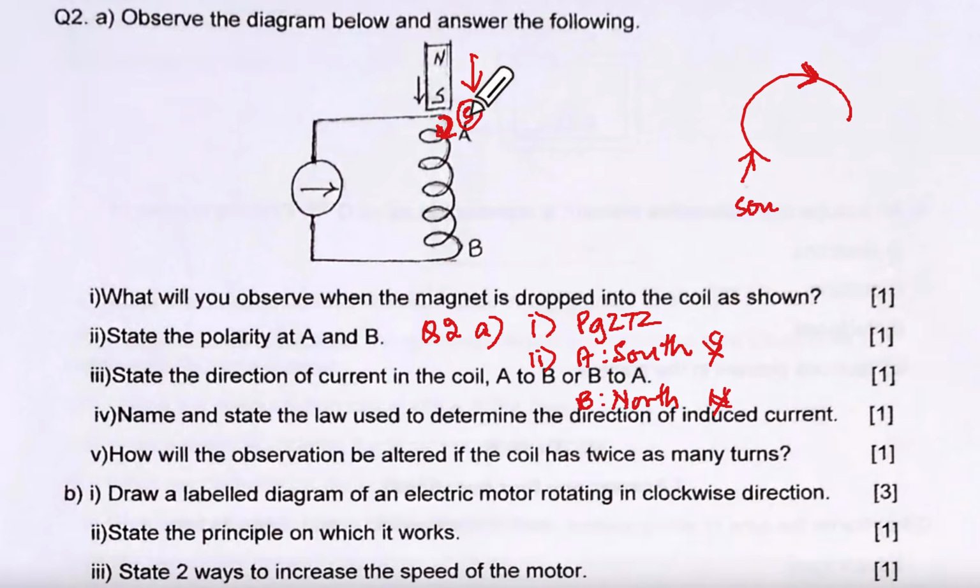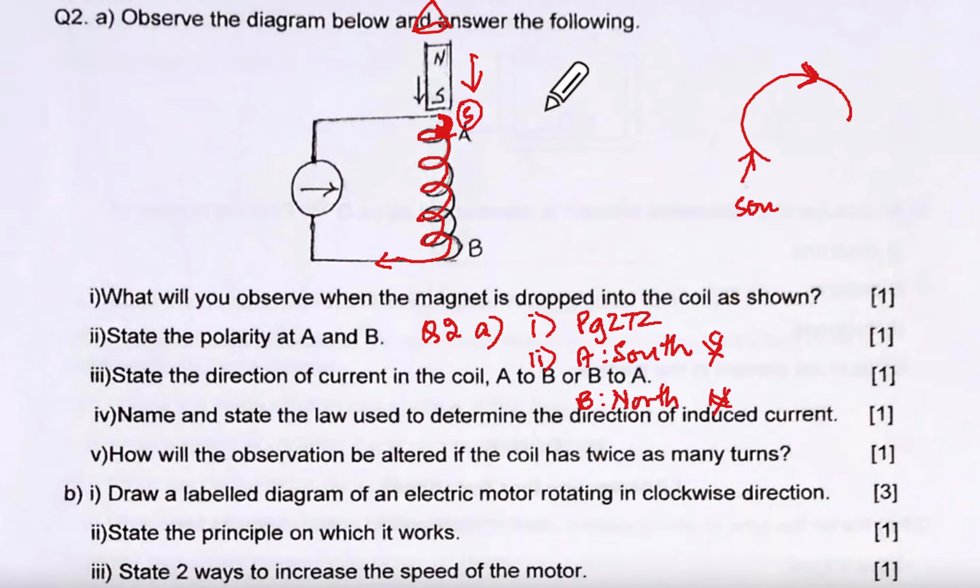Okay, this is south. So if you look at it from this side, it should look like this. So you'll have to rotate the page by 90 degrees. Okay, so it will be like this. So it will be from A to B, no? Correct? It will be going this way, this way, this way, coming out like this. Understanding? So it will be from A to B.